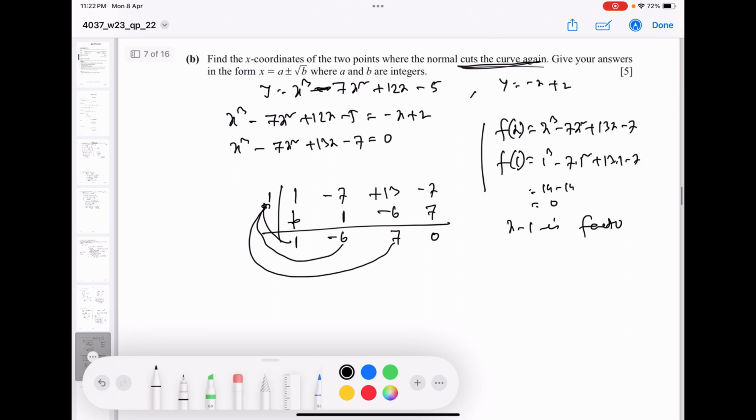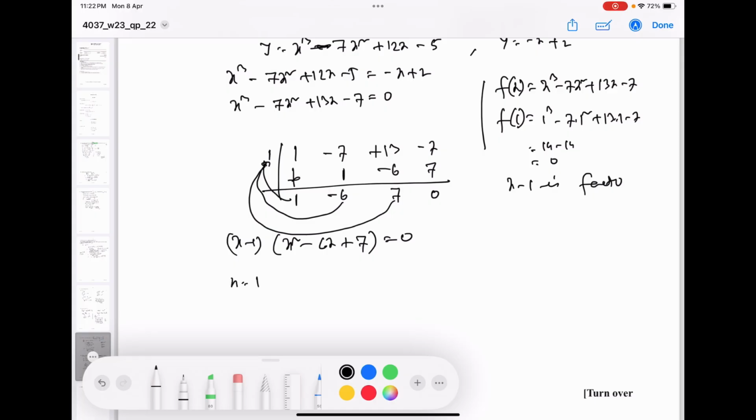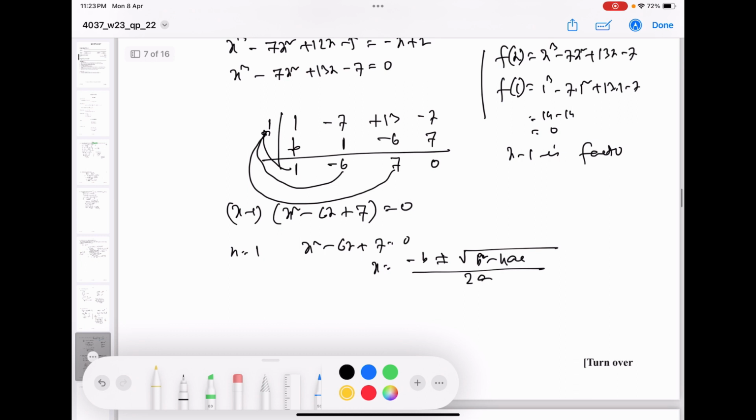Now, if the factorized form is x minus 1 times x squared minus 6x plus 7 equals 0, then x equals 1, and x squared minus 6x plus 7 equals 0. Using the quadratic formula, x equals minus b plus or minus the square root of b squared minus 4ac, divided by 2a. Here the coefficient of x is minus 6, that is minus b, then c. So let me substitute: x equals 6 plus or minus the square root of 6 squared minus 4 times a, where a is 1 and c is 7.